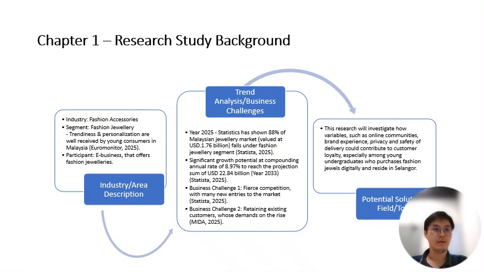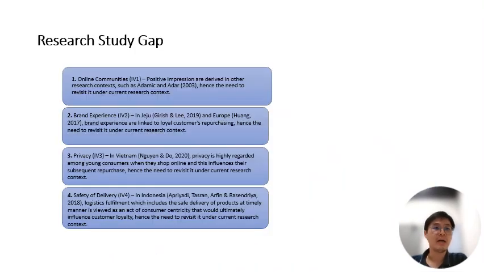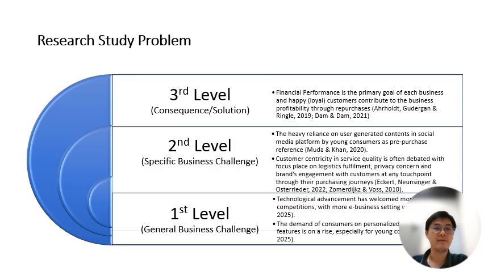So I'll be focusing on the fashion jewelry segment, which is actually within the fashion accessories industry. There is significant growth potential being projected. In fact, in Malaysia, in 2025, the statistics have shown that 88% of the valuation of the jewelry market falls under fashion jewelry. So what are we looking at here? We'll be looking at four different IVs: online communities, brand experience, privacy, and safety of delivery.